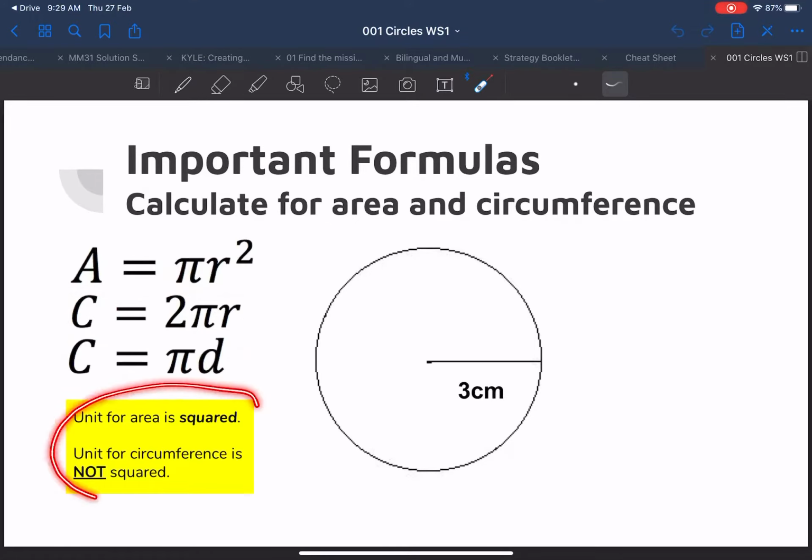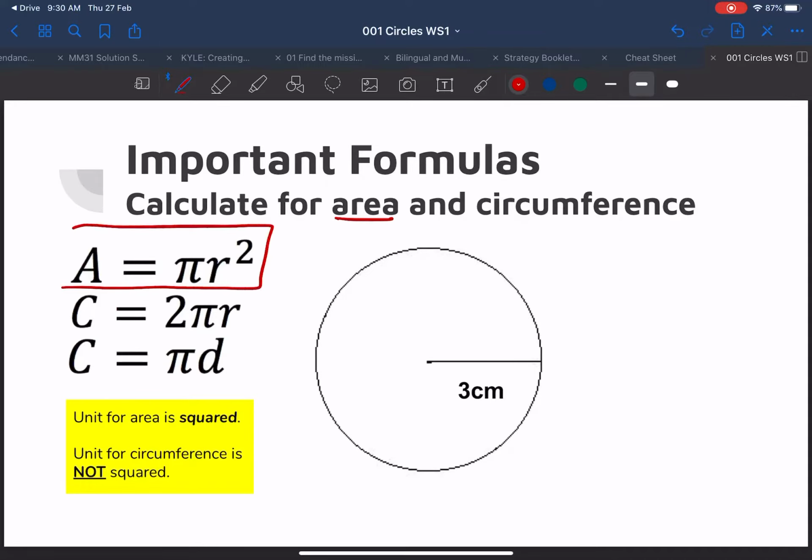Now, this highlighted portion is very important. Remember that the unit for area is squared, but circumference is not squared, because there's no square sign over there. So with that out of the way, let's calculate the area of this circle. We're looking for area, so we are going to use this formula.